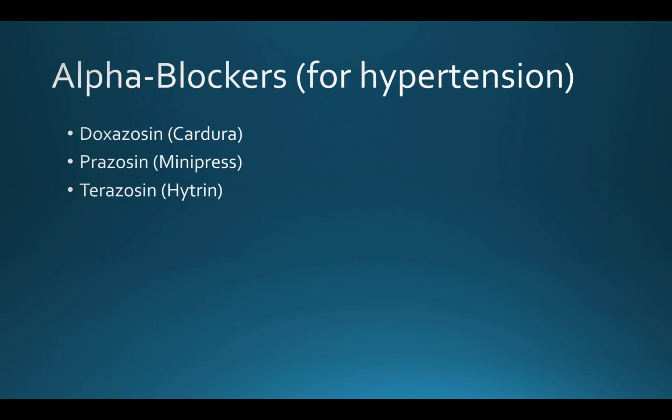Alpha blockers, important to remember these. So these are specifically for hypertension. You'll notice I don't have tamsulosin in here, which is Flomax, because that is more selective for the prostate. We don't use it in management of hypertension, but you may see these used for dual purposes, BPH and hypertension.